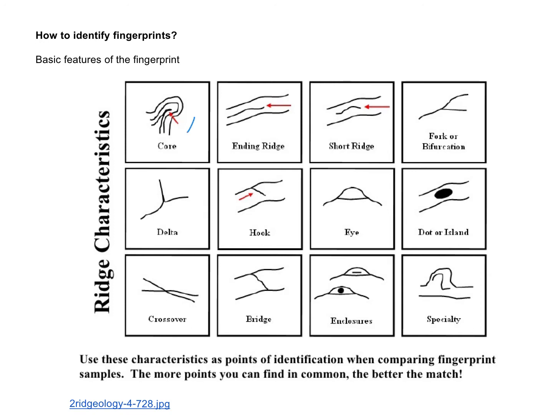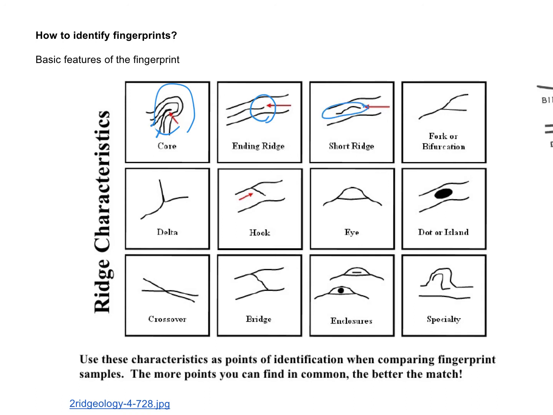First, the core. This is the innermost turning point where the ridge forms a loop. Notice? So this part is the core. And an ending ridge is the end of it. Like this is a short ridge, just a short line.